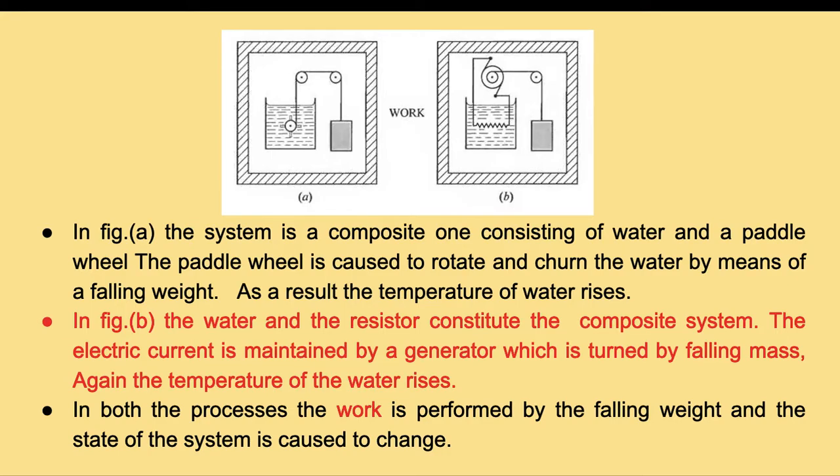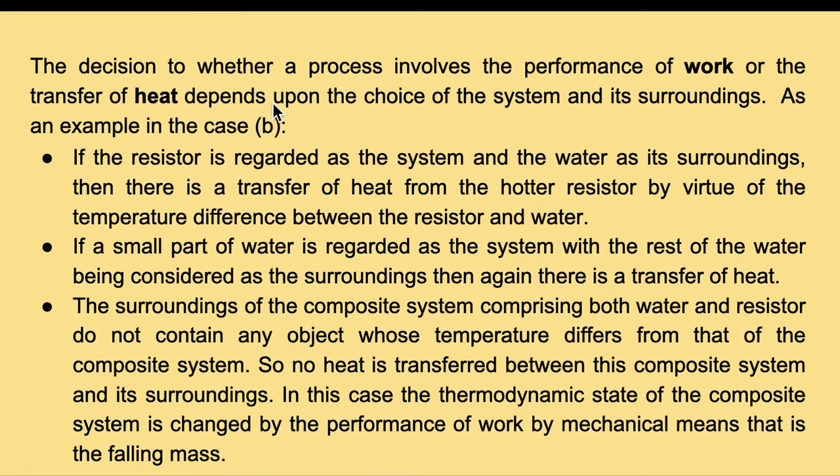So we are not at all bothering about the transfer of heat from surroundings to system. In that case, you can see that this weight is falling. The weight falling means that it is performing some work. This work is changing the state of the system, meaning the temperature of the system has risen. It is due to the performance of work. But if you consider the water and resistor, it is the heat from that resistor that is increasing the temperature of water. So from this discussion, it is clear that according to our choice, the decision of whether a process involves the performance of work or the transfer of heat depends upon the choice of the system and its surroundings.